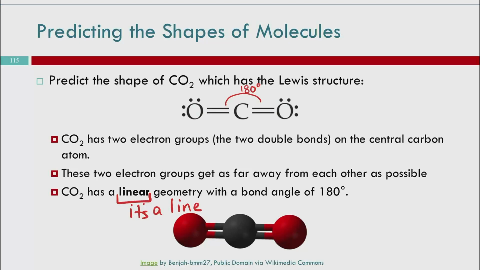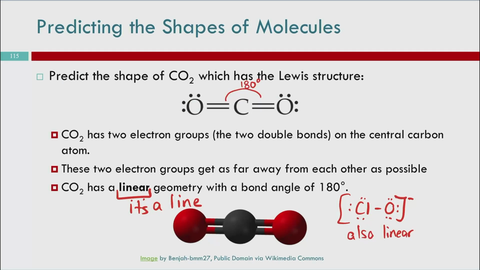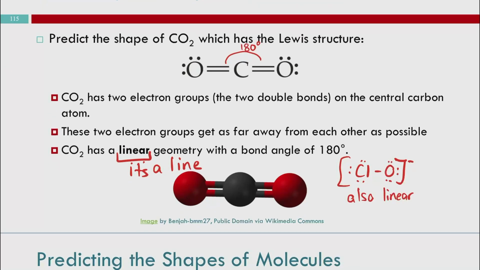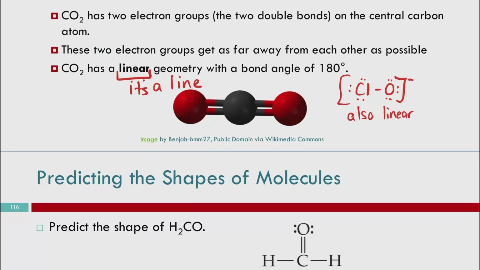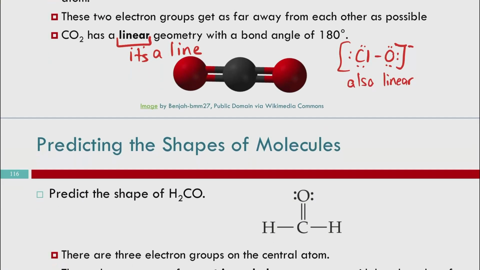Also, if we only have two groups, two points define a line, so those are also going to be linear. It's like the ClO that we saw earlier. ClO minus, also linear. In my book, at least. In my mind. So anytime we've just got two things, that's also linear. Although I think our book might call it something else. I disagree. So that's one of our shapes, one of our geometries.